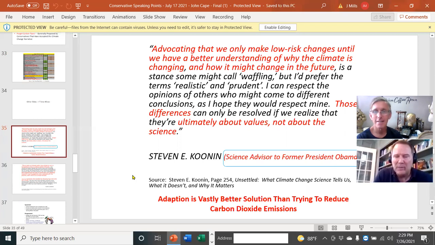So his opinion, as someone that worked in the Obama administration as a scientist working on this, is that the science is clearly unsettled. And he was very kind in that book, because I read it. He was very kind about not going with too much criticism against the people that are currently in the narrative. But he's also very clear that we don't know enough to be making major investments at this point in time.